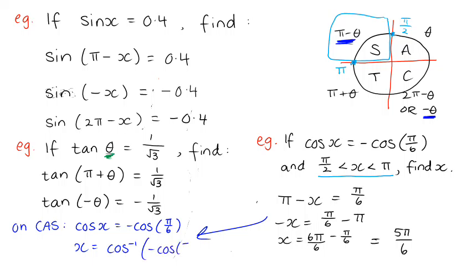You should remember that from your trig ratios. You can type that into the CAS and it'll give you 5 pi on 6. Yes, it is in radians, so you have to be in radians, and you should have it in standard form, not decimal.